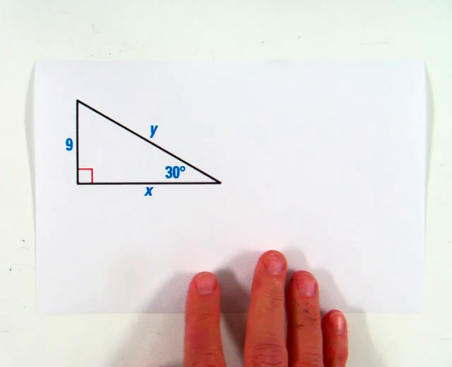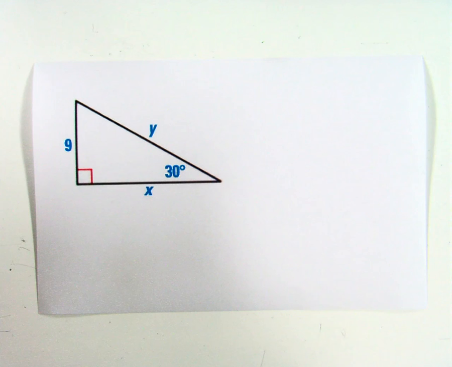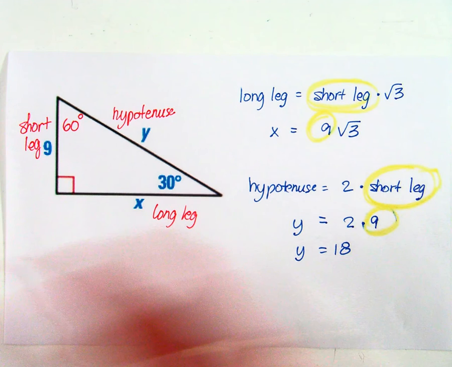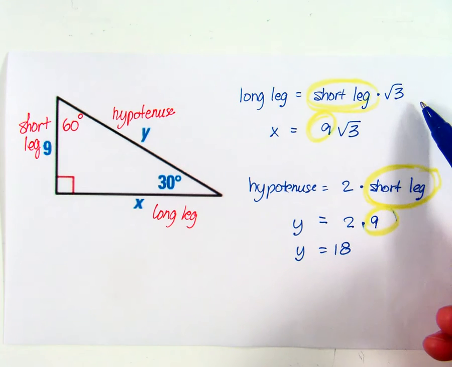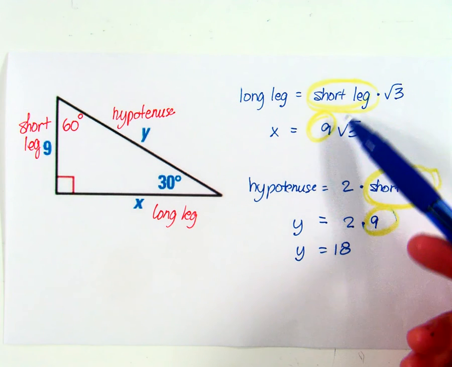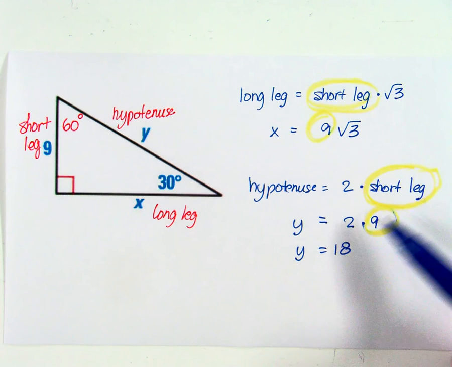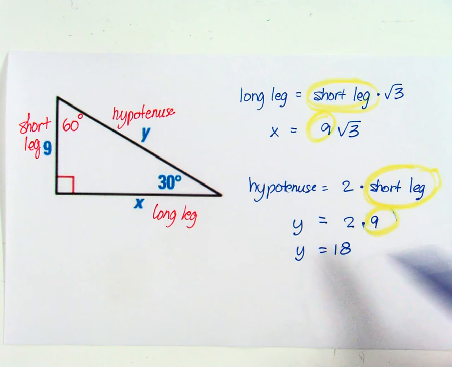See if you can figure out x and y. And here is the way to figure out the x and y. Again, we'll write out the two things from the theorem. The long is the short times the square root of 3, then substitute in the value of the short. And for the other one, the hypotenuse is 2 times the short. We'll substitute in the value and get what we need.